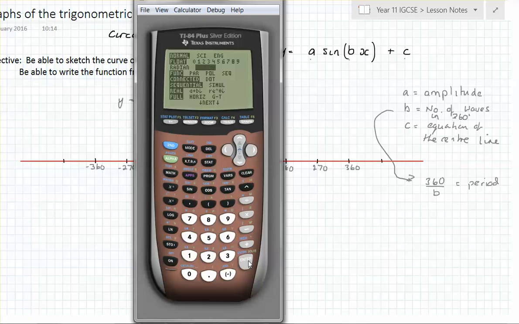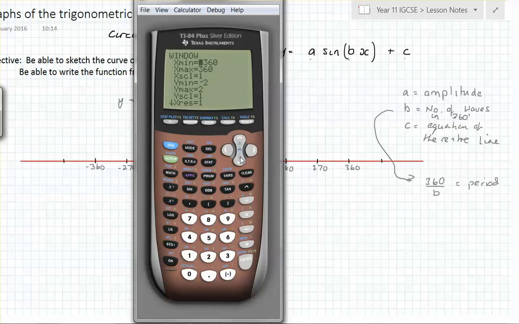Yeah, degrees versus radians only matters with circular functions. Okay, we'll have a look why in a bit. What will your window need to be set to? For x, negative 360 to 360, yeah, if we're going to do what I've done.